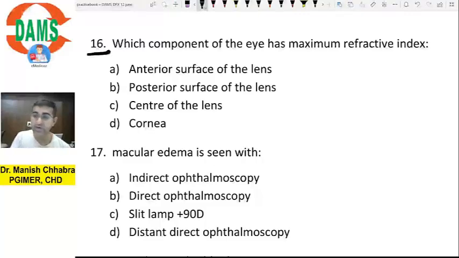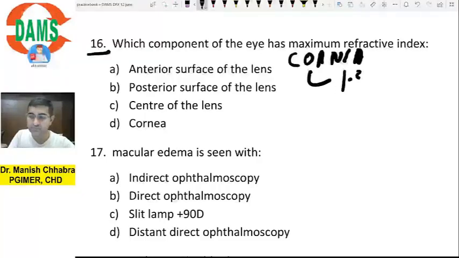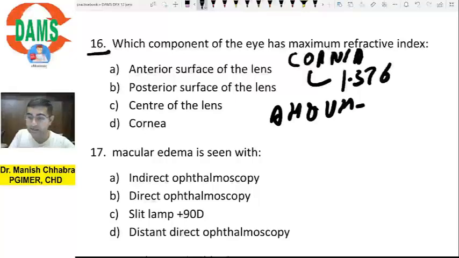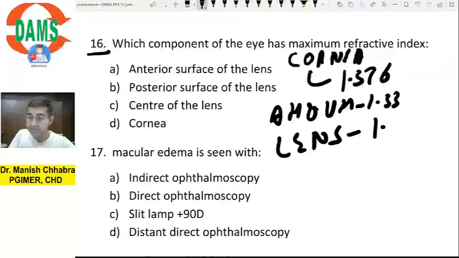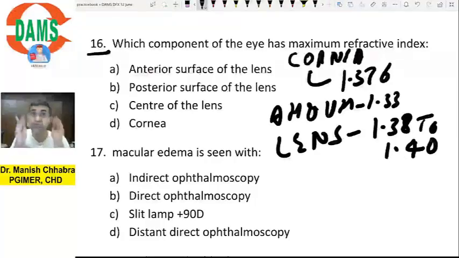Which component of the eye has maximum refractive index? Quickly, what is the refractive index of cornea? It is 1.376. What is the refractive index of aqueous humor and vitreous humor? It is 1.33. What is the refractive index of lens? It is 1.38 to 1.40, in which 1.40 is that of the center part of the lens and 1.38 is that of the periphery of the lens.